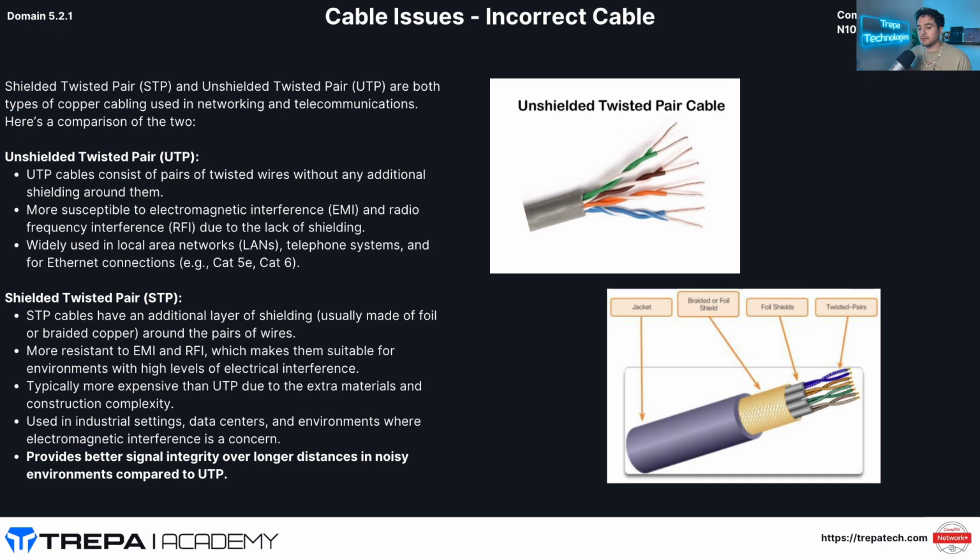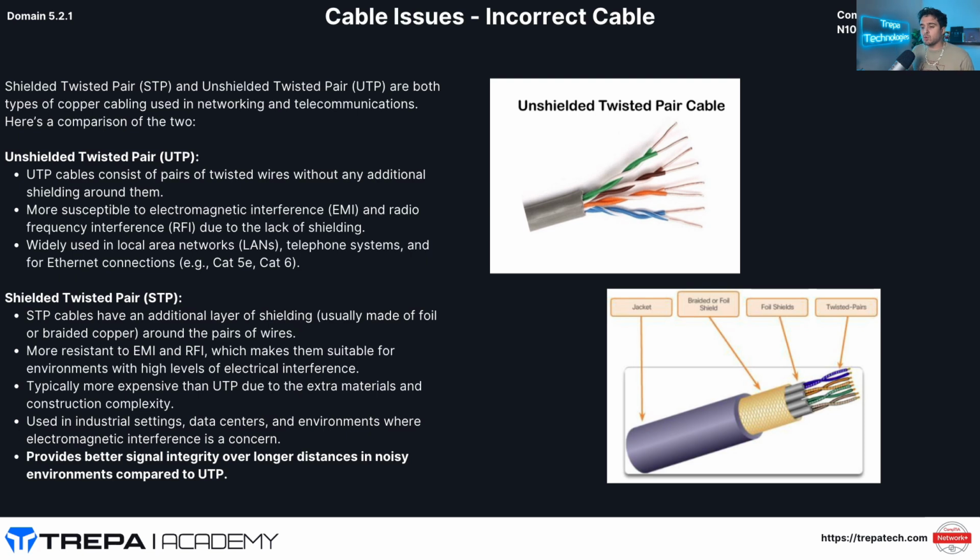Now with shielded twisted pair, we're going to have that braided or foil shield here. We can even have foil shields individually around the copper pairs as well. So with shielded twisted pair, they have an additional layer of shielding, usually made of foil or braided copper. I've seen the foil a lot more. Braided copper is probably a little bit more expensive. This makes it resistant to EMI and RFI. It also provides better signal integrity over long distances and noisy environments compared to UTP.